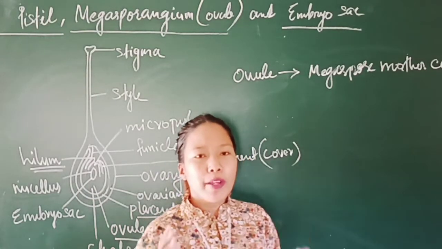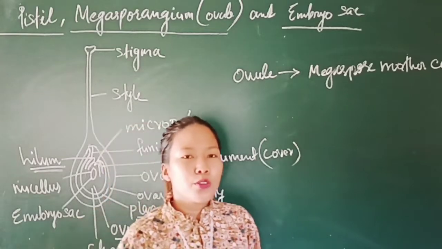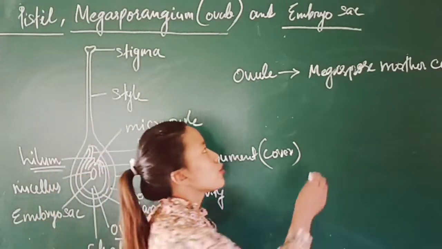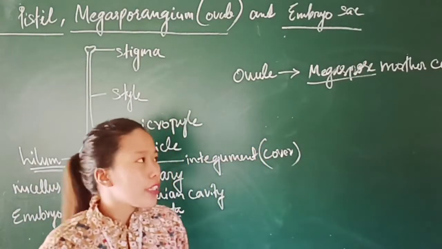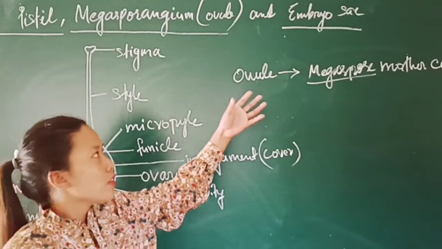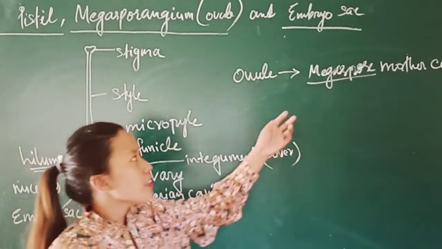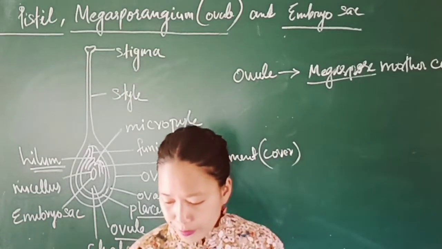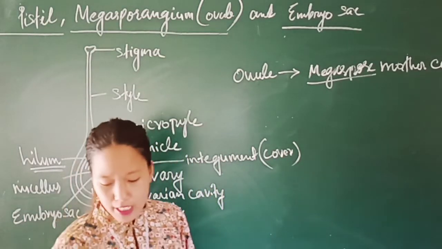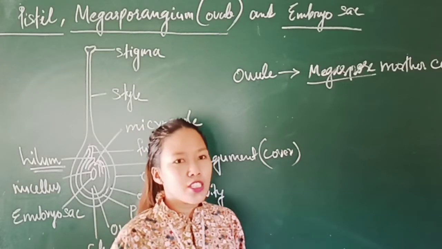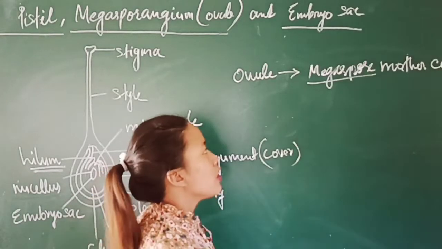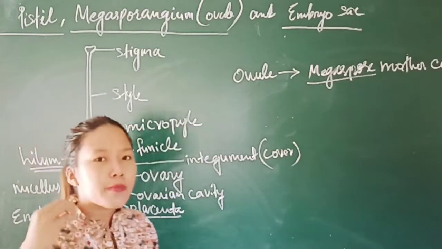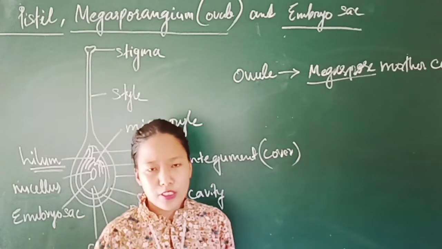When we talk about the male reproductive part, we use the term microspore, and if we are talking about the female reproductive part, then we use the term megaspore. Inside the ovule, the cells keep on dividing and differentiate into the megaspore mother cell, which is a very large cell containing dense cytoplasm and a prominent nucleus.